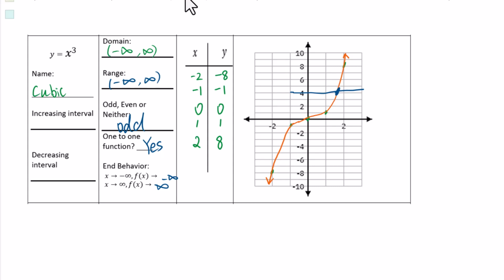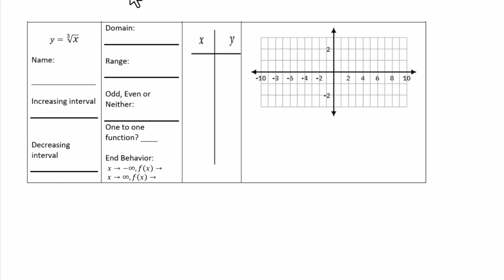From left to right, the graph goes up, so the increasing interval is from negative infinity to positive infinity. No decreasing interval. Y equals cubic root of x, cubic root function. Domain is all real numbers.